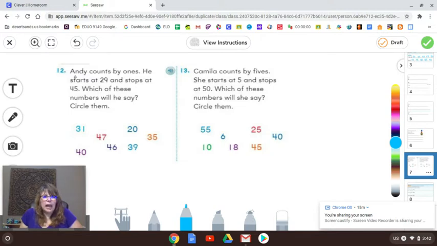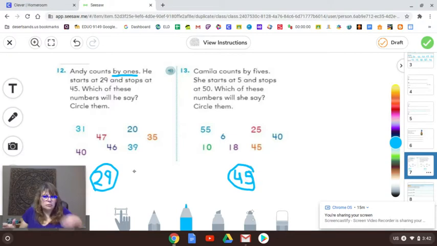So it says, Andy counts by ones. So I already know he's counting by ones. He starts at 29. So I know that I'm going to start at 29. This is where I'm going to start. That's my starting spot. And he stops at 45. So this is where I'm going to stop. I'm going to stop at 45. So I need to write those numbers down so that they can help me know where I'm going to start and stop.